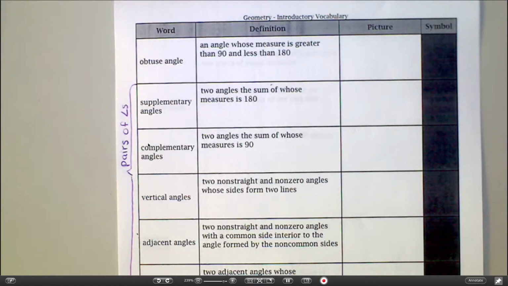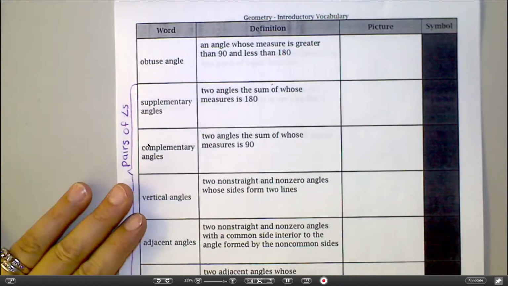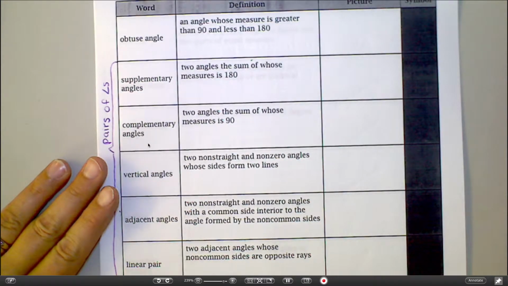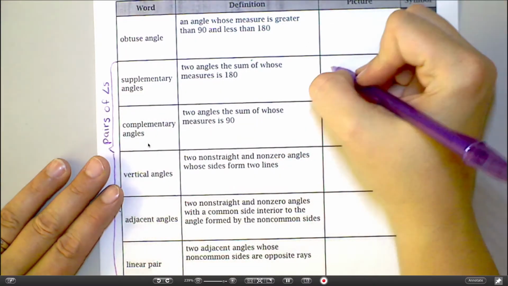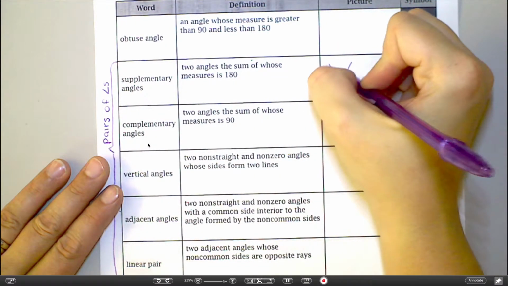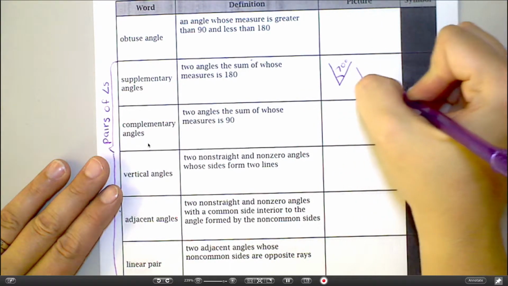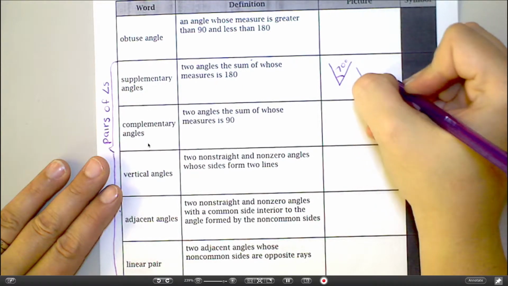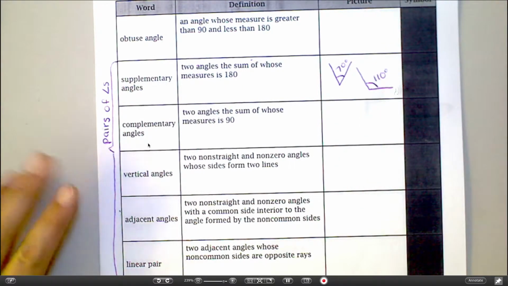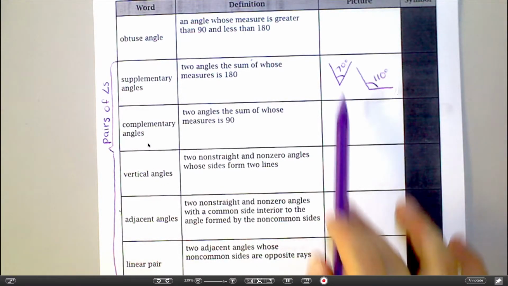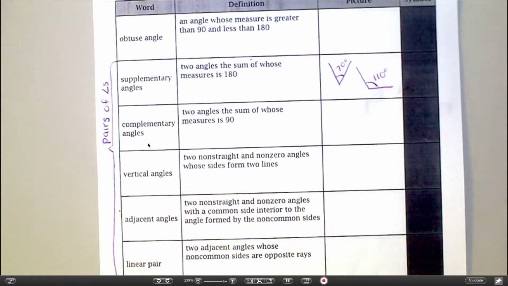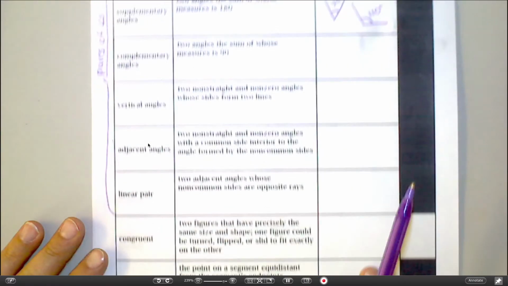So for a picture for supplementary, I'm going to purposely draw them like this, but know that your picture might look different than mine, so don't start erasing yours right away. Say this is 70 degrees, and then I'm going to draw an angle like this that's 110 degrees. Is it true that 70 and 110 together make 180? Okay, so these angles are supplementary. Now, they're not right next to each other. They could be right next to each other, and that might be what you have drawn. If they are right next to each other and they're supplementary, that's when they become a linear pair.